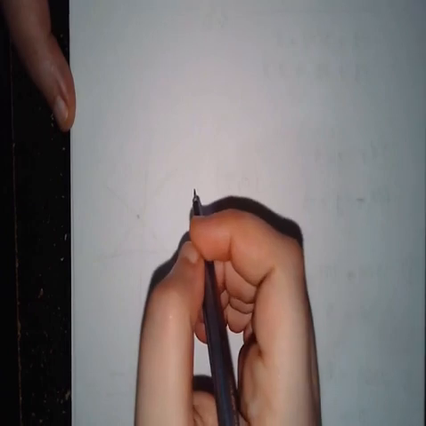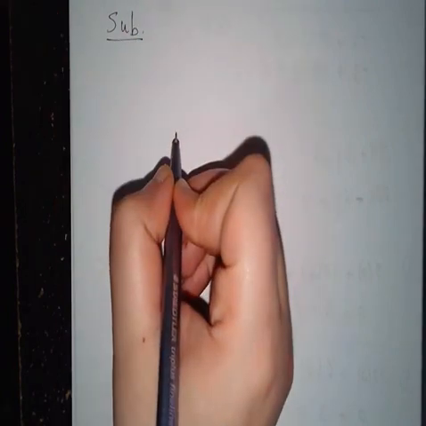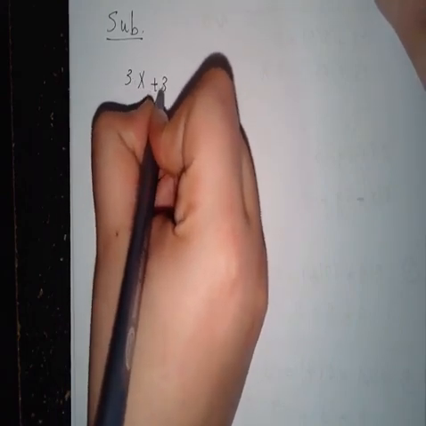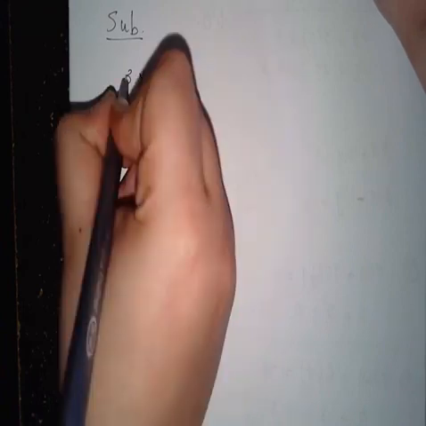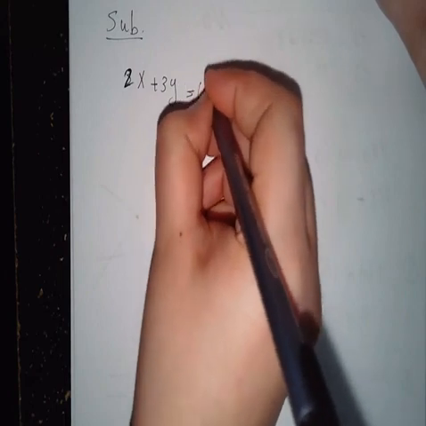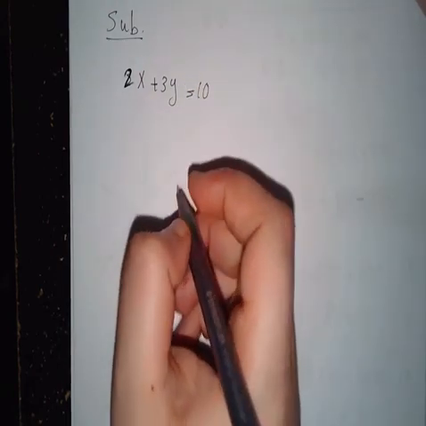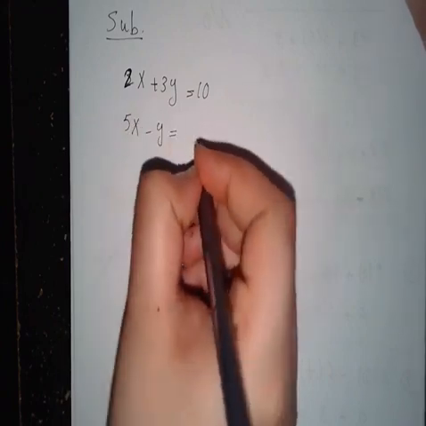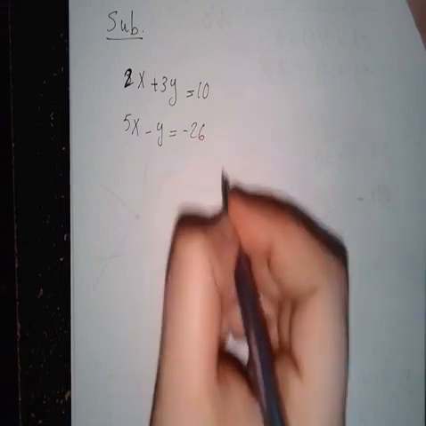Okay, so here's a system, and I'm going to solve it using the substitution method. The system says 2x plus 3y equals 10. And we have 5x minus 1y equals negative 26.